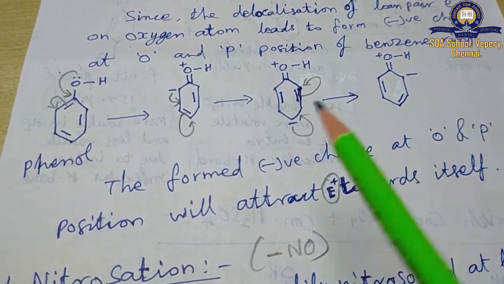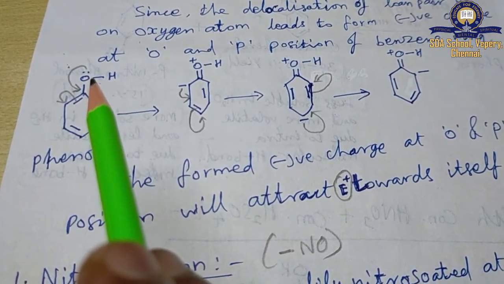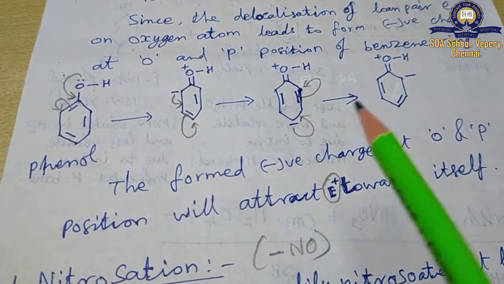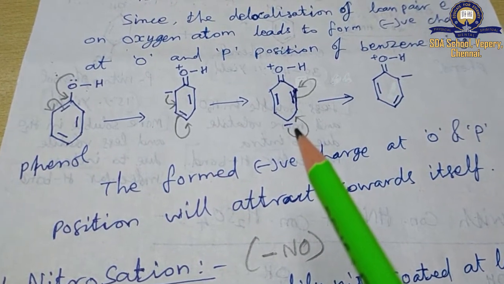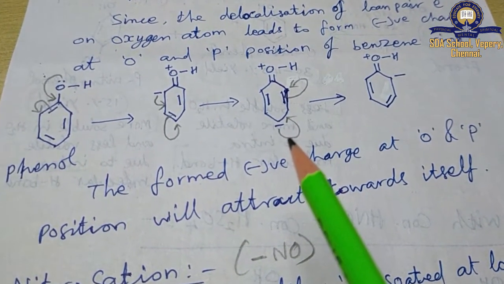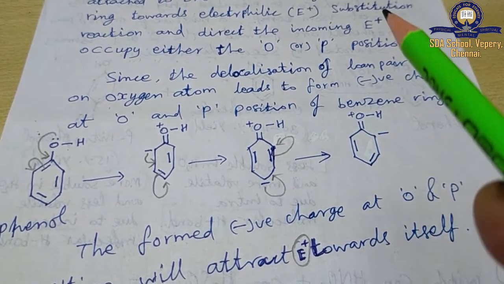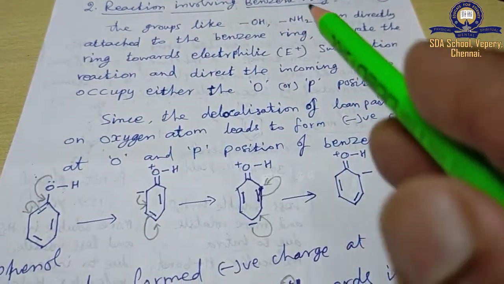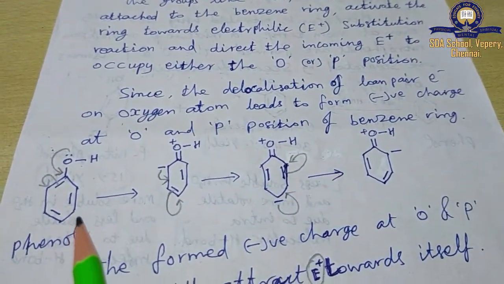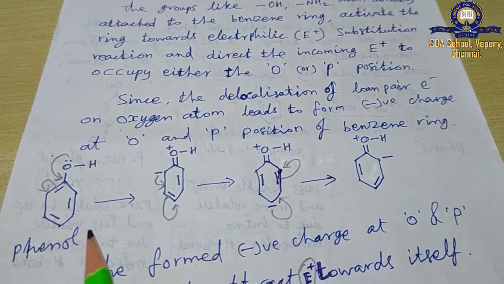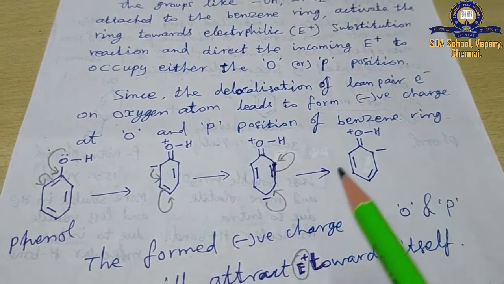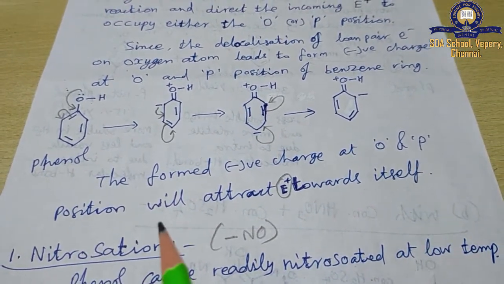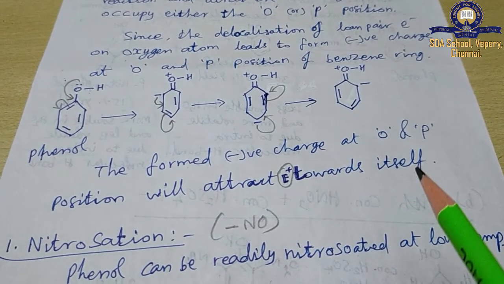So during the shifting of the lone pair of electrons from the oxygen atom onto the benzene ring, the ortho and para positions become negatively charged. Then towards the negative charge, the electrophile, that is E plus, is going to interact. That is what is stated here. The presence of the OH group activates the benzene ring to interact with the electrophile at the ortho and para positions. The negative charge formed at the ortho and para positions will attract the electrophile towards itself.